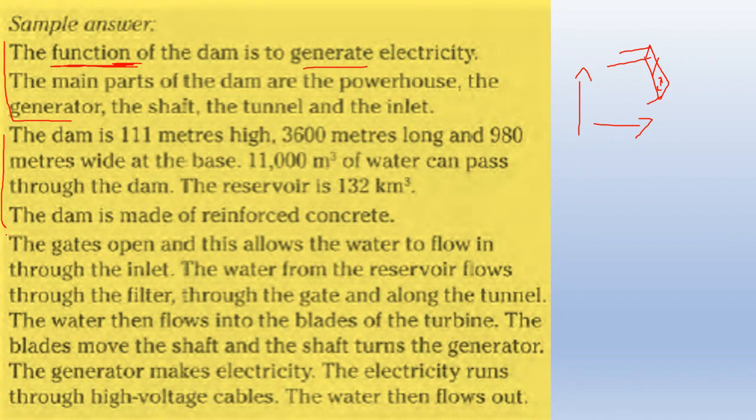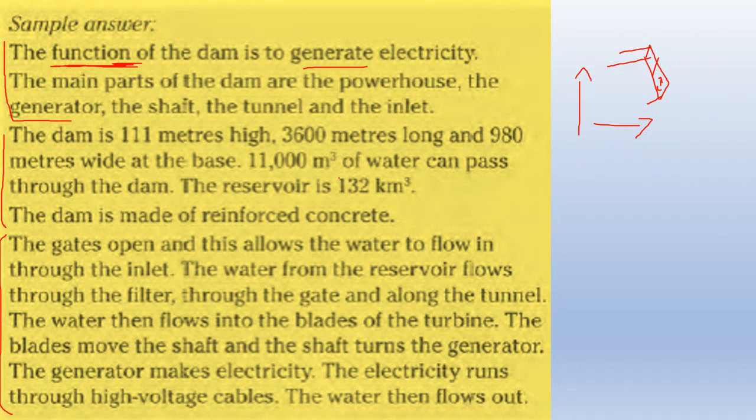Okay, the last part is to talk and provide explanation about how the system works. The gates open and this allows the water to flow in through the inlet. The water from the reservoir flows through the filter, through the gate, and along the tunnel. The water then flows into the blades of the turbine. The blades move the shaft, and the shaft turns the generator. The generator makes electricity. The electricity runs through high voltage cables. The water then flows out.